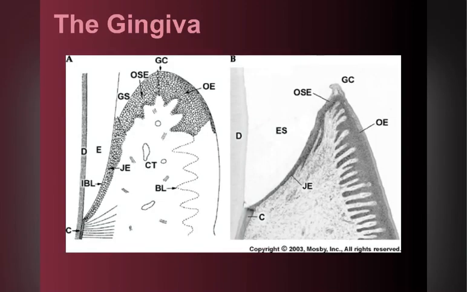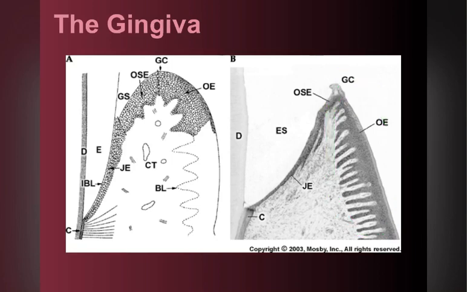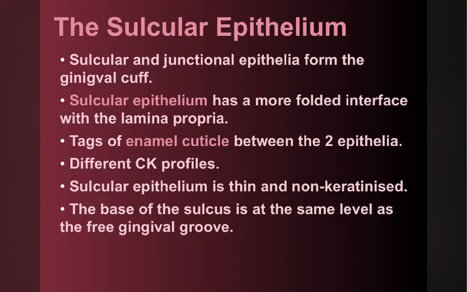Here we see the same thing. We see here junctional epithelium, then we see where we start to find rete ridges, the area of sulcular epithelium. Here we see the external gingival epithelium. The gingival sulcus is here, which is the space between the free gingiva and the enamel of the tooth. Sulcular and junctional epithelia form the gingival cuff.